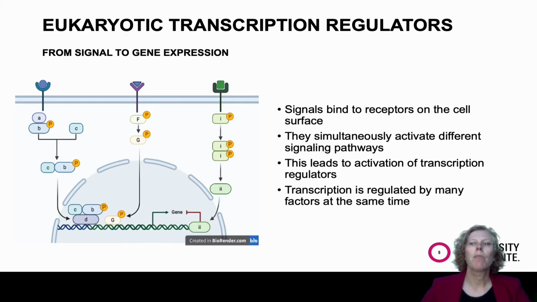When we look at the overall picture of the regulation of gene expression, it looks something like this. Signals from the extracellular region bind to receptors on the cell surface. This leads to the simultaneous activation of many signaling pathways and intracellular signaling molecules. Ultimately, this leads to activation of transcription regulators that translocate to the nucleus.